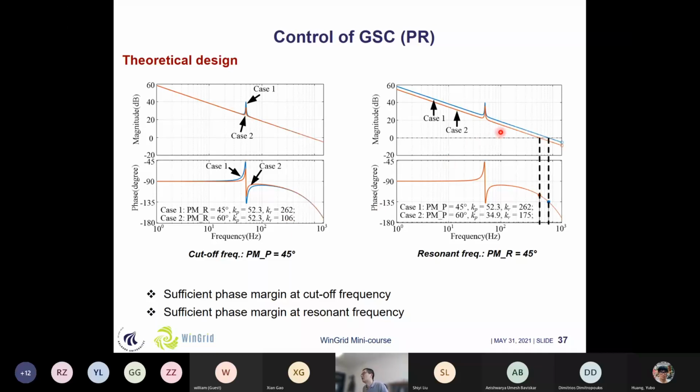Similarly, if we want the same phase margin at the resonant frequency, it will result in a different bandwidth and also a different phase margin at the cutoff frequency for this system design. So here we can design some parameters based on these two conditions.